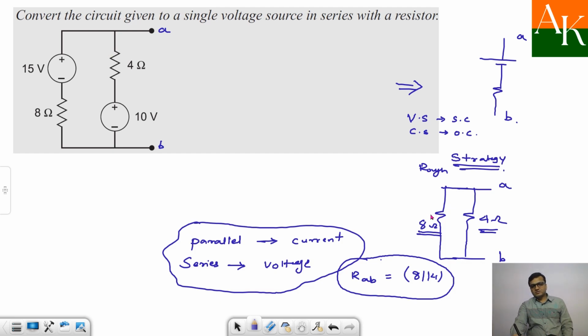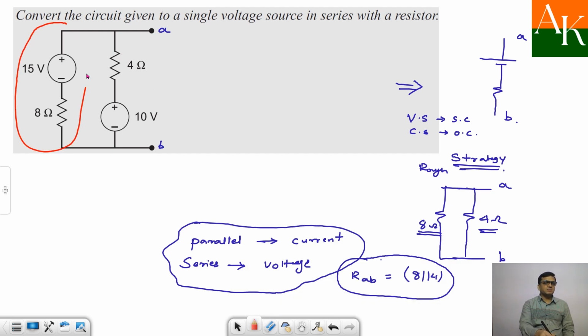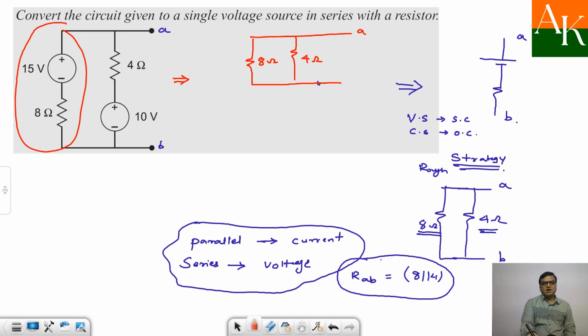So in this numerical, the 8 and 4 ohm resistances are in parallel. So we require current sources to be present in these two branches. So I will go for the source transformation. Remember, for the 8 ohm the value will remain the same. Even for the 4 ohm the value of the resistance will remain the same. So this is across A and B. Of course two current sources will come over here.